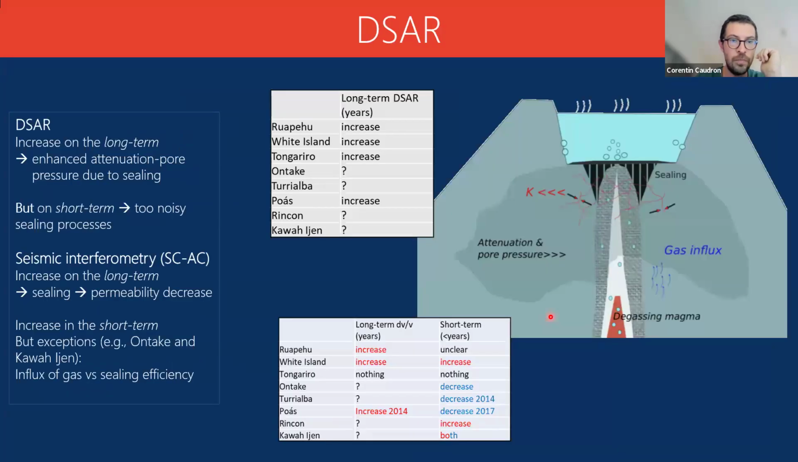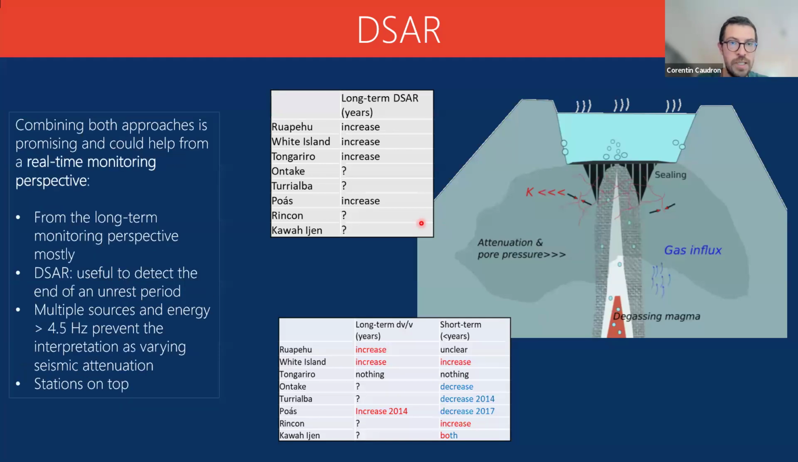So to summarize, we think that we should combine these noise-based, continuous seismic approaches on as many volcanoes as we can. It's already implemented in real time at several volcanoes. And often we see a long-term DSAR increase, sometimes with a short-term decrease. I already covered the seismic velocity changes.